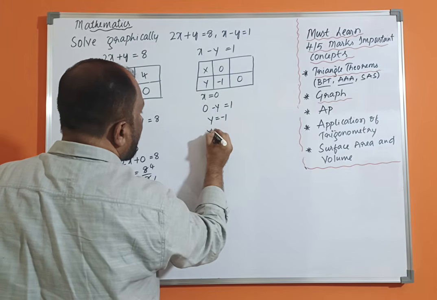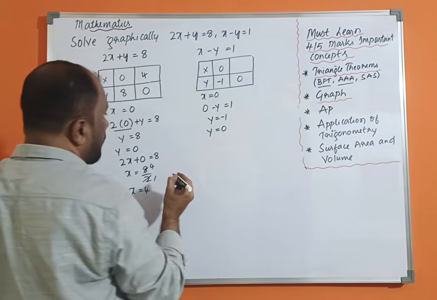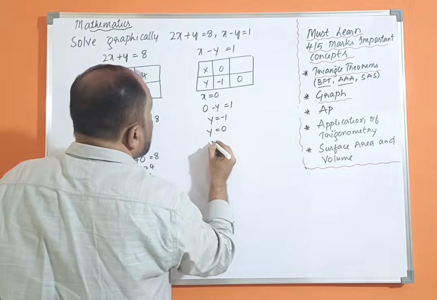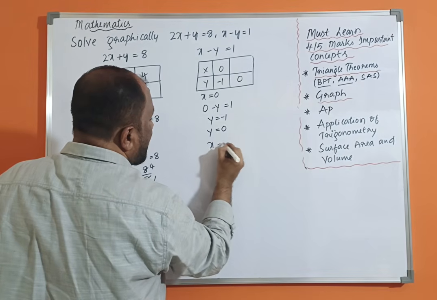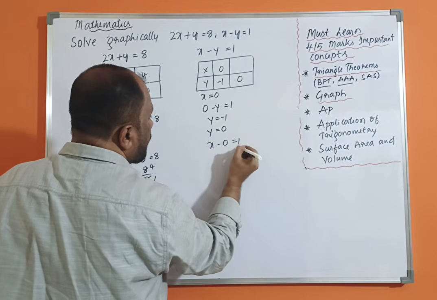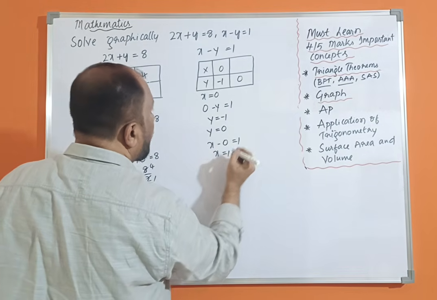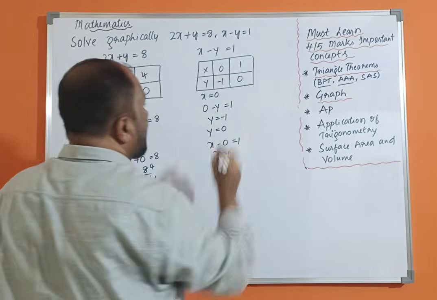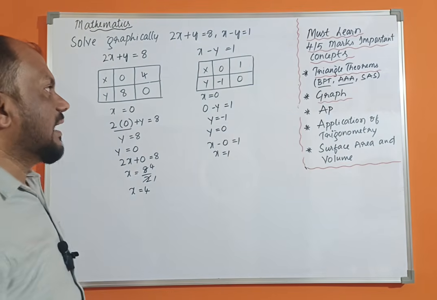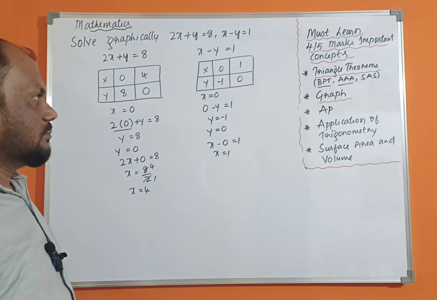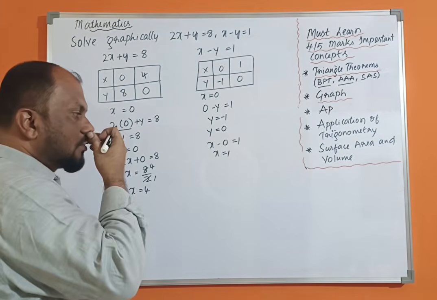Then next one, y is equal to 0. Now same equation, x minus 0 is equal to 1. x minus 0 is x, so x is equal to 1. If x is 0, y is minus 1, and if y is 0, then x is plus 1. So now you have to draw the graph.